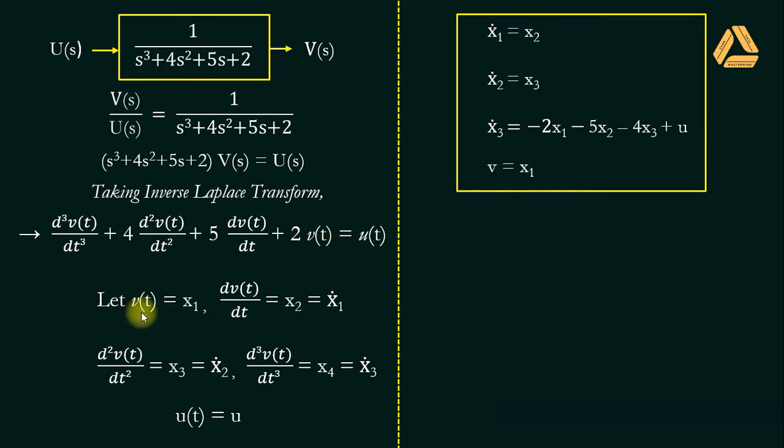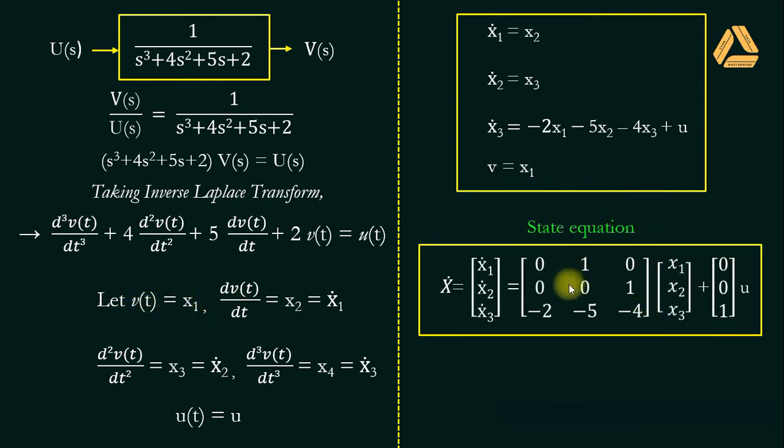See, here I have made the assumption that v(t) is equal to x1, right? So v is equal to x1. So from this, I'll be getting the state equation like this. See, x1 dot is equal to x2, right? So x1 dot equals 0 into x1, 1 into x2, 0 into x3 plus 0 into u. So that will be giving your first equation.